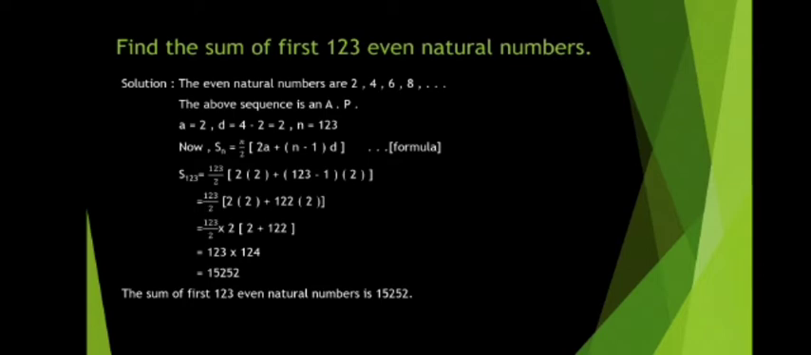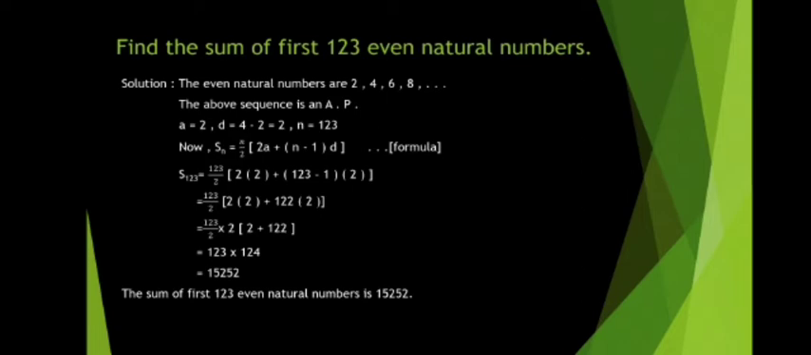So we'll apply the formula of Sn. Sn = n/2 [2a + (n - 1) d]. This is the formula. Again we know three values here: the value of a, the value of d and the value of n. We'll substitute all three values to find the sum of the first 123 even natural numbers.